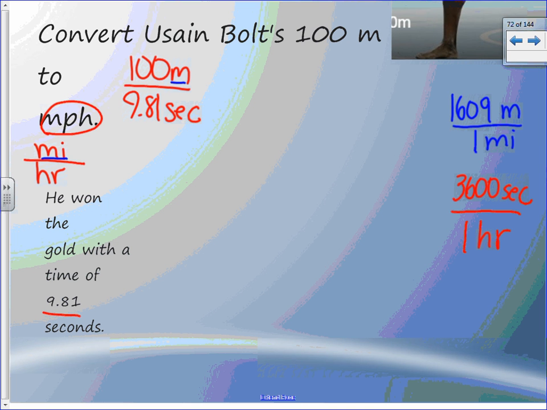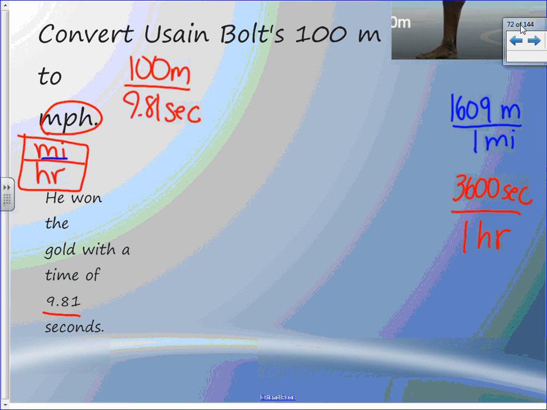So our starting information, and this is what our goal is right here. Our starting information is 100 meters and 9.81 seconds. And so again, I'm going to ask you a similar question. So Isaac, with this first conversion factor, do you keep it the same or do you have to flip it over?